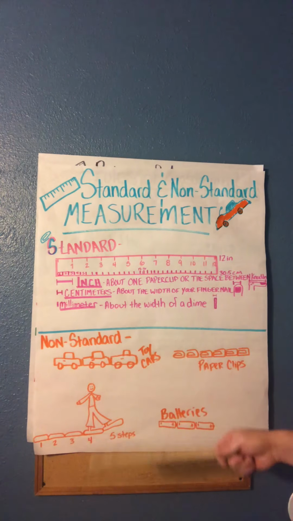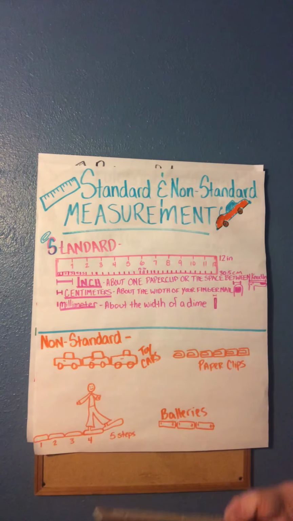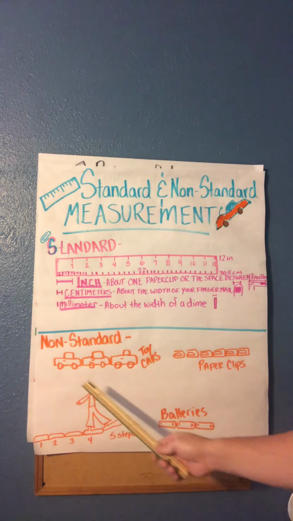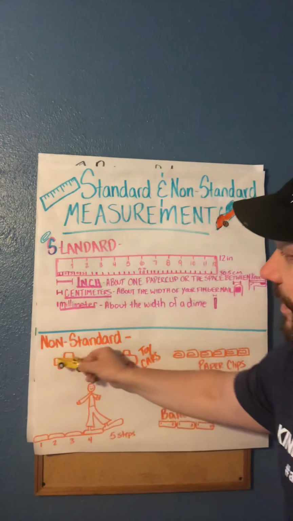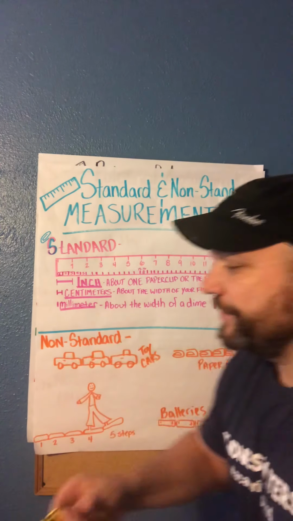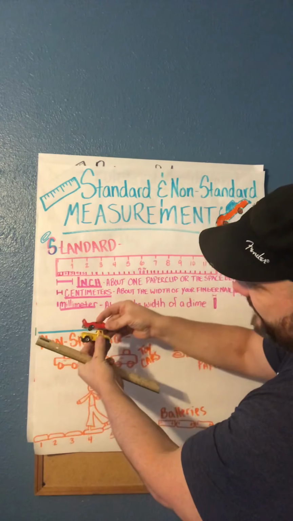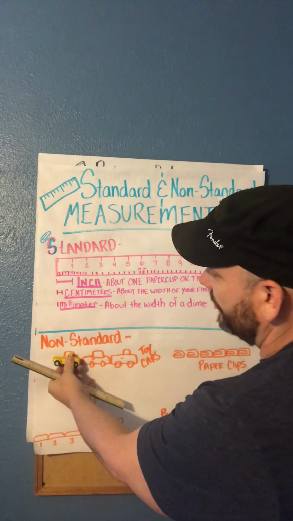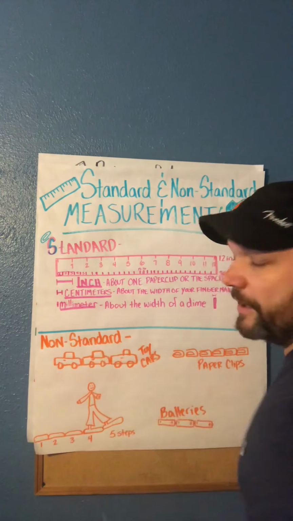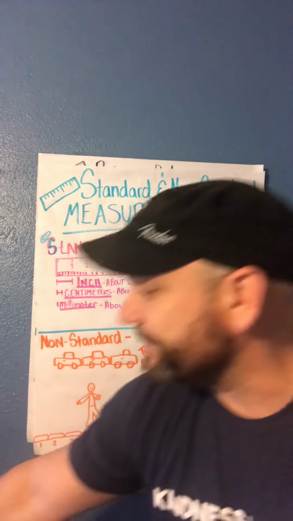And non-standard would be other types of things that you would just find around your house, a bobby pin, paper clips, something like that. Now, just so you know, toy cars, when I say that part, they would have to all be the exact car. You couldn't use this one and this one because they're obviously not the same length. The red car is a lot longer than the yellow car, so you could only use the yellow car. So you could say, my pencil is 3 trucks long or something like that.